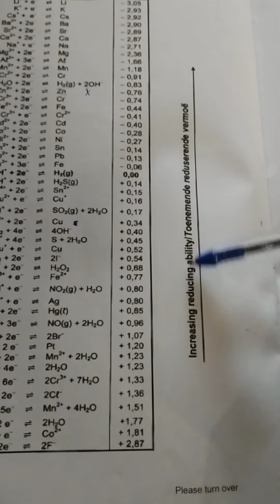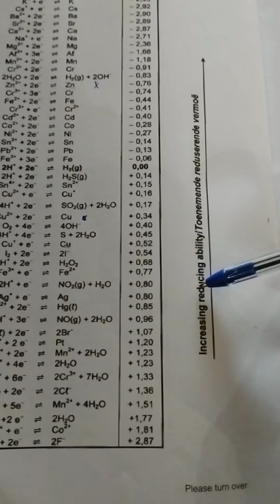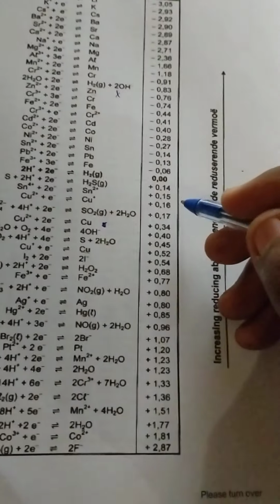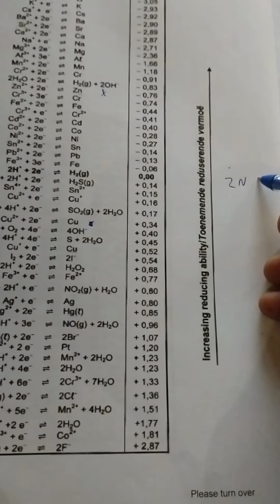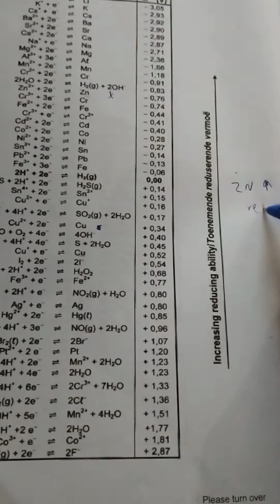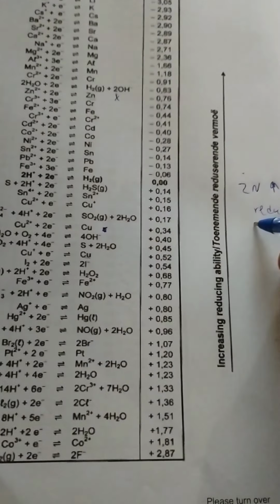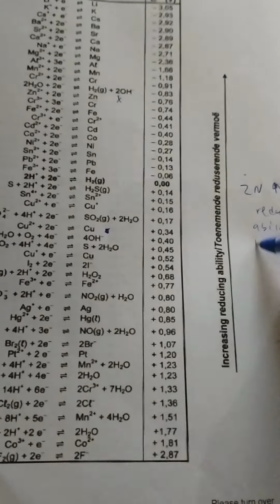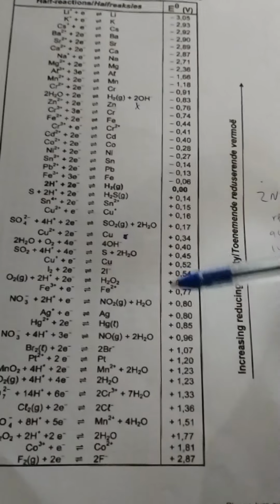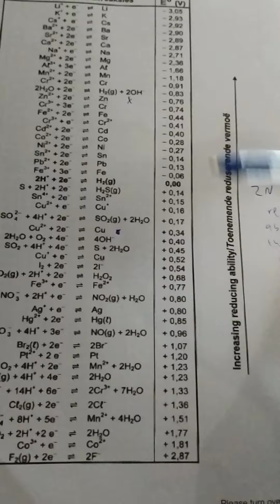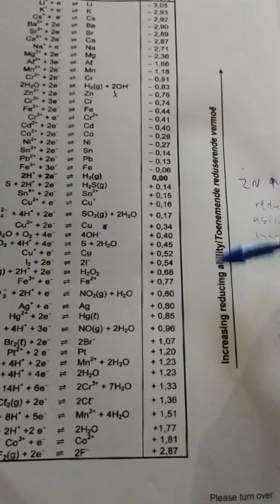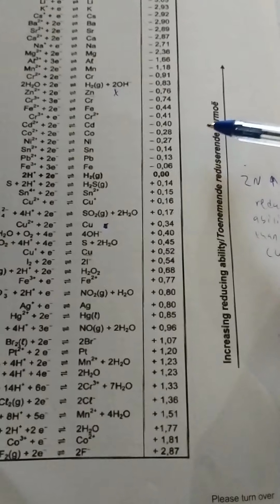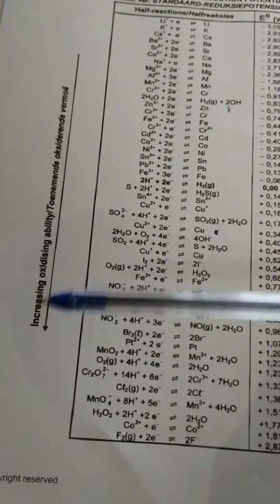So you see here, when you go up, there's an increasing reducing ability, meaning Zn has a higher reducing ability than Cu. The arrow is telling us when you go up there, we are increasing the reducing ability, meaning Zn has a higher reducing ability than Cu. The opposite is also true: Cu will have a higher oxidizing ability than Zn. So don't forget, Zn has a higher reducing ability than Cu.